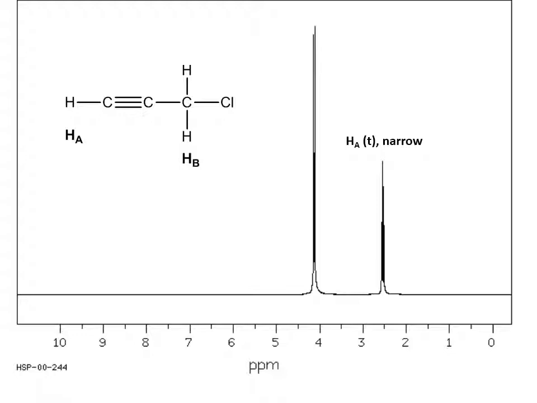HB is coupled to HA and therefore becomes a doublet, 1 plus 1 equals 2. And again, it's a narrow doublet, but much more obviously a doublet as compared to the triplet. These are the 4-bond coupling interactions. Again, you see that the visible evidence for splitting is a little bit more difficult than in the 3-bond cases.